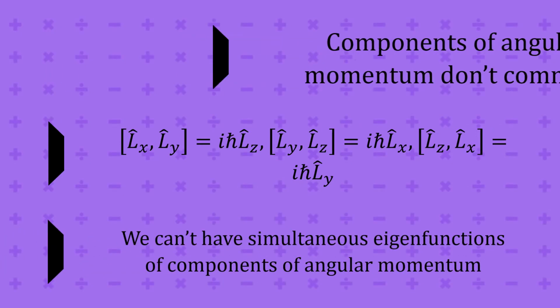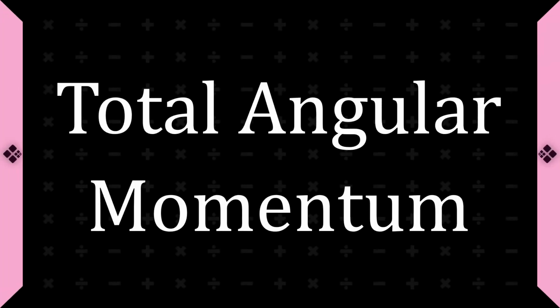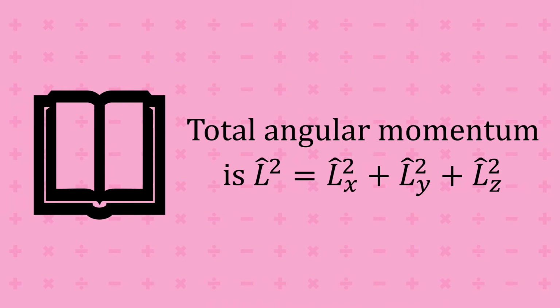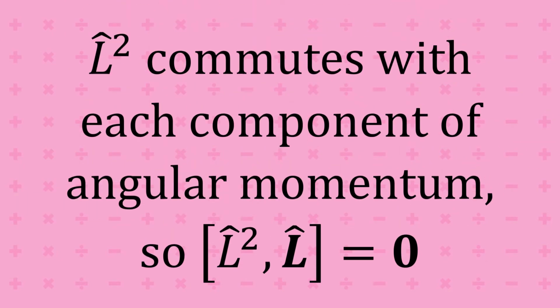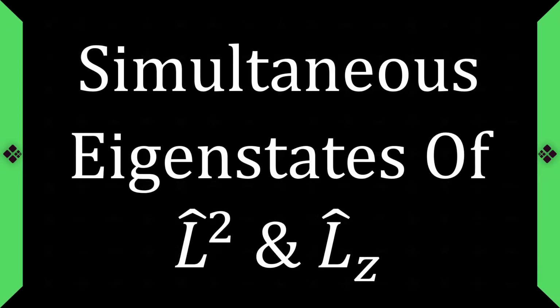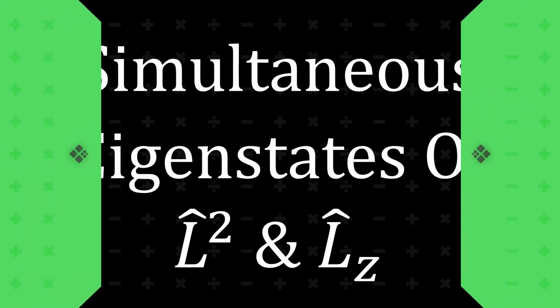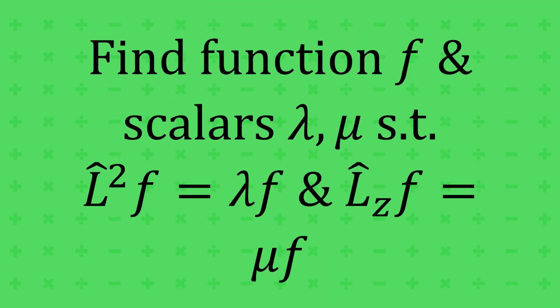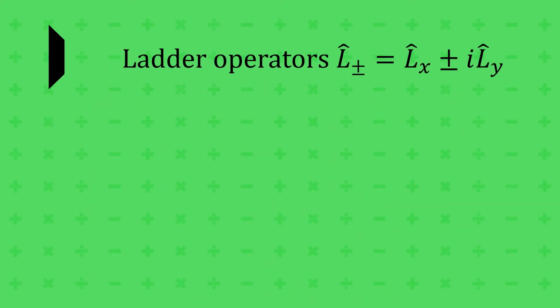Next, let's discuss the commutativity of the components of angular momentum. The components of angular momentum don't commute. Instead, we get the fundamental commutation relations for angular momentum. Because they don't commute, we cannot have simultaneous eigenfunctions for a pair of components of angular momentum. Instead, we introduce the total angular momentum, which is given by L hat squared, which is equal to L hat x squared plus L hat y squared plus L hat z squared. We get that L hat squared commutes with each component of angular momentum.